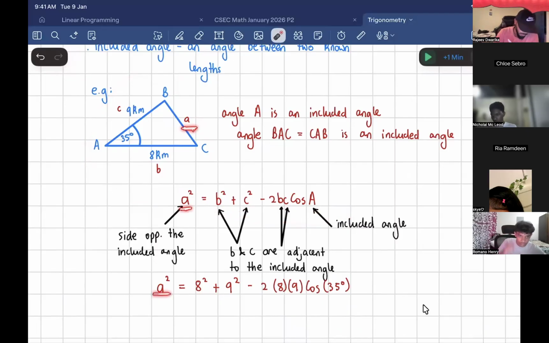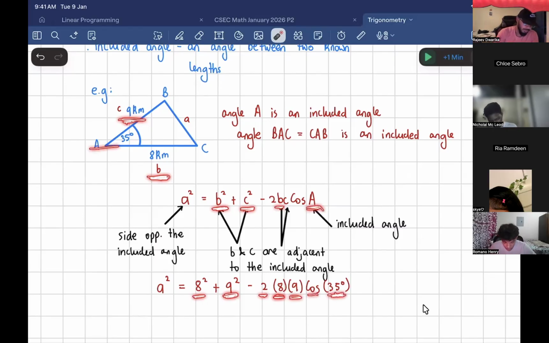No, so I'll leave that blank, right? Okay. What about length B? What was length B? 8 squared. I think you understand it. What was length C? 9 squared. Right? Then minus 2. So B, again, B is 8, so I'll put 8 here. Multiply by 9, because C is 9, right? Cos the angle. Angle 35. So I just did the substitution. Talk to me, let me know if you understand that.